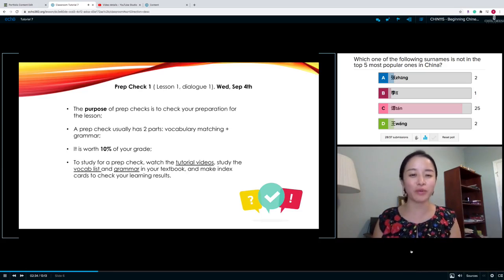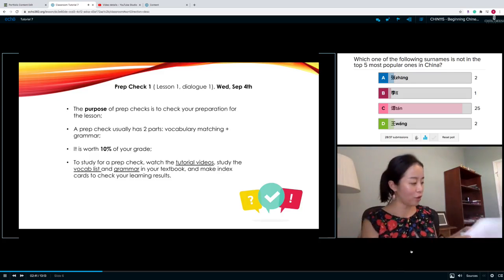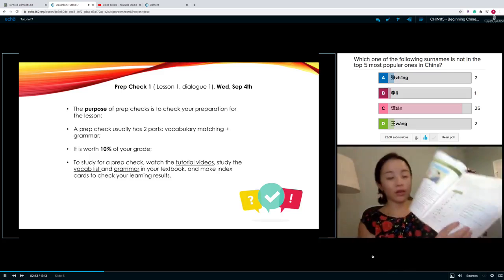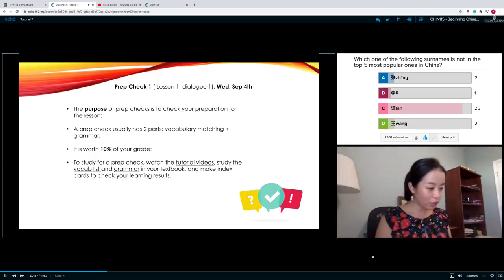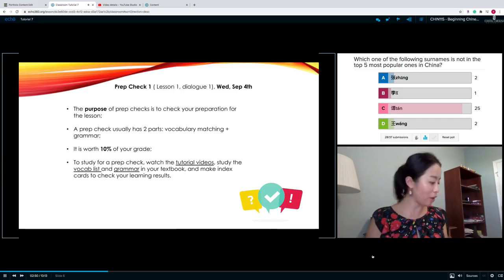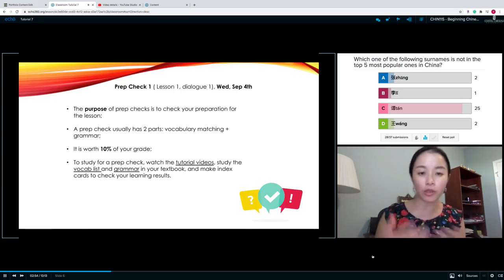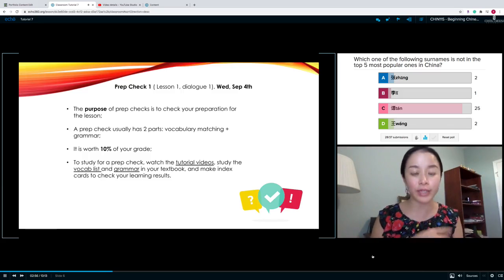To study for a prep check, watch the tutorial videos, study the vocab list and grammar in your textbook. So for this lesson, the vocabulary list is from page 21 to 22, and the grammar is 22 to 25. So apart from watching the video, you can also read the text in your textbook. Also, another strategy is to make index cards. I'll explain to you later. My previous students find it very useful.